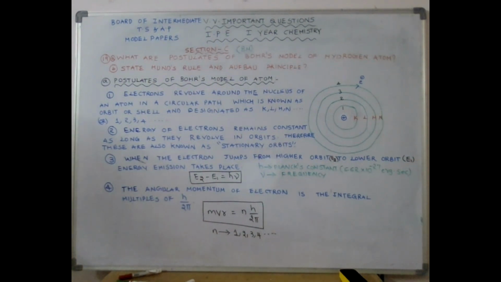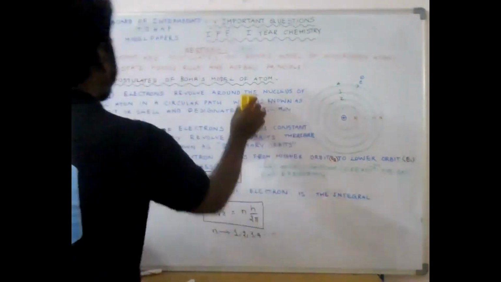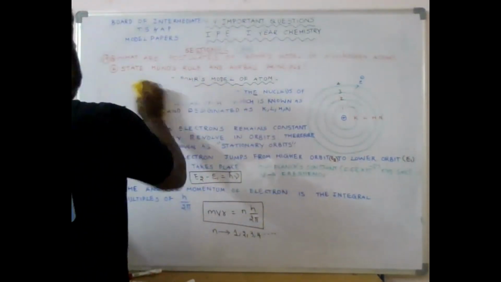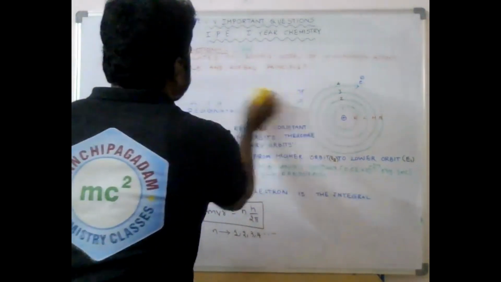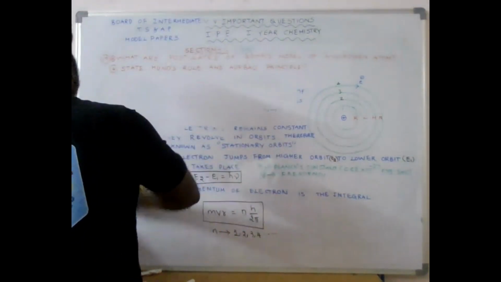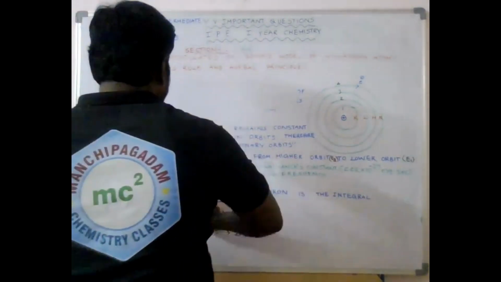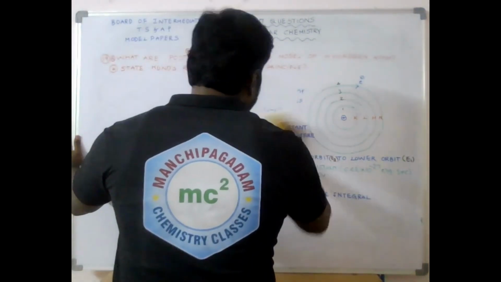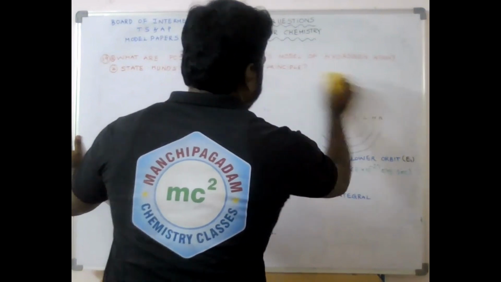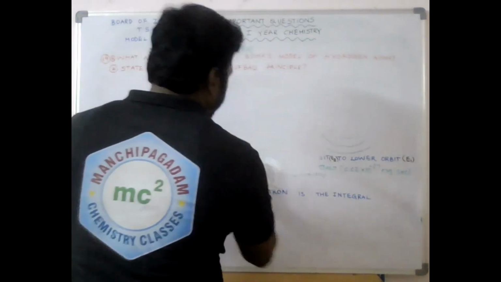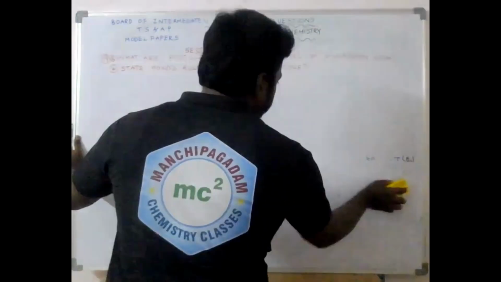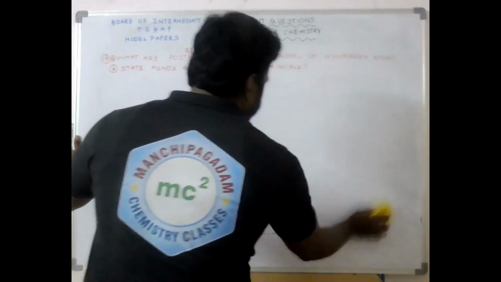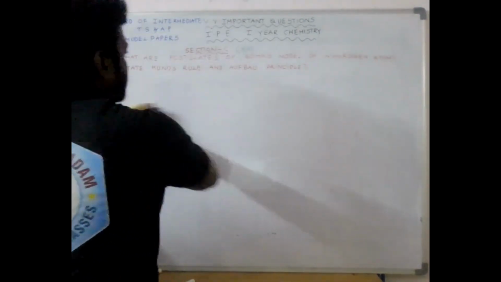Then half of the answer is completed. Now we'll go for remaining half of the answer. That is, state Hund's rule and Aufbau's principle. Very simple. State means you have to just define them. For each definition, we will get 2 marks. So 2 plus 2, 4. And these postulates will get 4 marks. 4 plus 4, 8. That is the separation of marks.